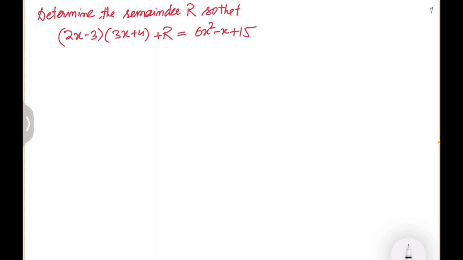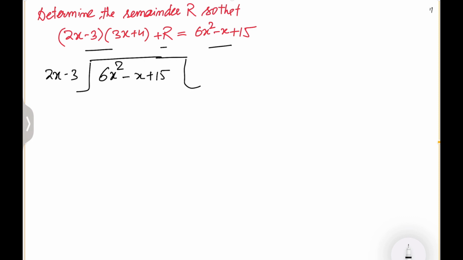Next we have a question to determine the remainder, so that the product of these two factors plus the remainder is equal to this. So actually the product of quotient and divisor plus remainder is equal to the dividend. This can be done by the divisibility method again. If we divide 6x squared minus x plus 15 by 2x minus 3, let's find out the remainder.